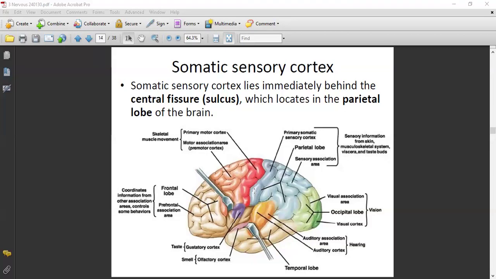This is the central sulcus or central fissure. And so that's right next to it. Primary, association area, all these are somatic sensory. So that's how you sense your touch.